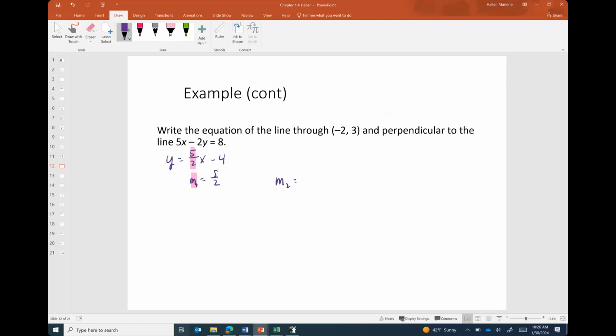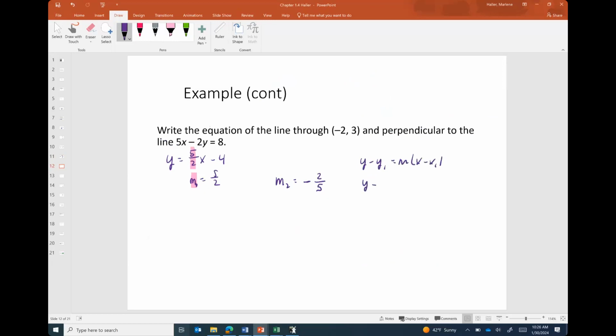Call it our m2. The easiest thing to do, we know it's an opposite reciprocal. If it's an opposite reciprocal, it's going to have the opposite sign. Well, m1 was positive 5/2. So m2, the slope of my perpendicular line, is going to have to be negative. And then the reciprocal of 5/2, we just flip it, right? The reciprocal of 5/2 is 2/5. So there's the slope. Now I can write the equation of my line in point-slope form.